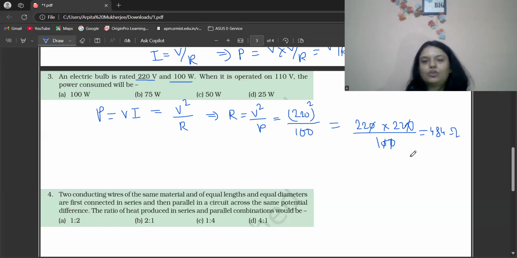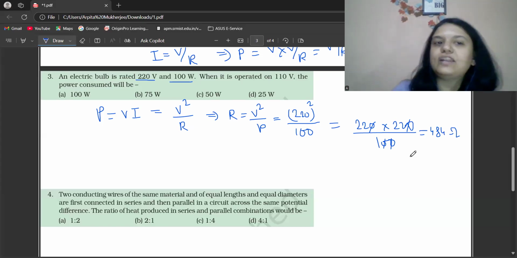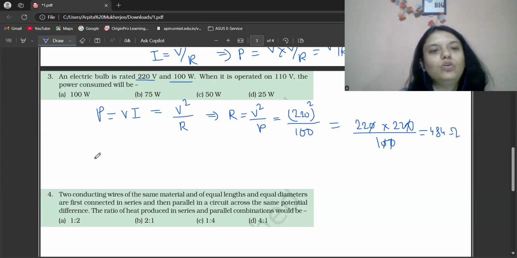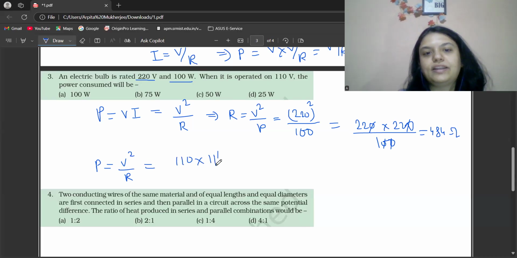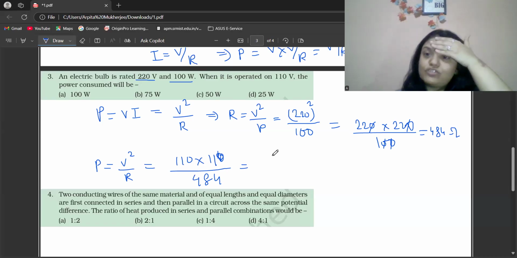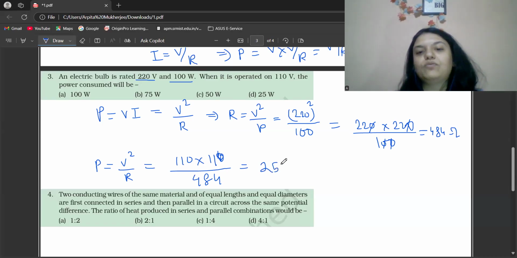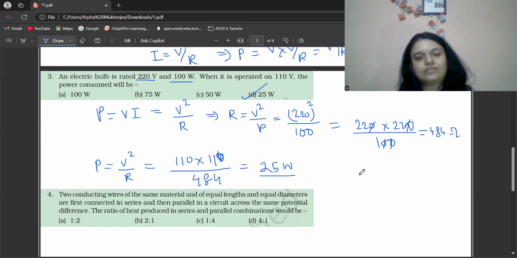But that's not what they ask for. They are asking that when it is operated on 110 volt, what is the power consumed? Now the power will be V square by R, right? Now my V is 110, so 110 into 110 divided by my resistance, which is 484. So if you do the calculation here, you will get the answer as 25 watt. This is my option number D. You can do the calculation here and you can get the answer.